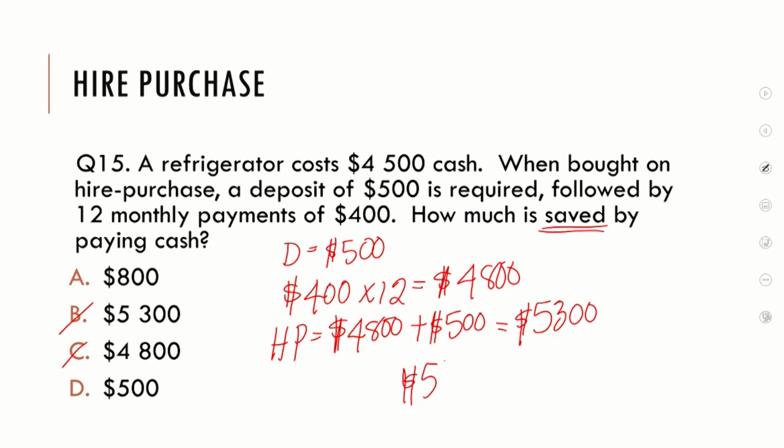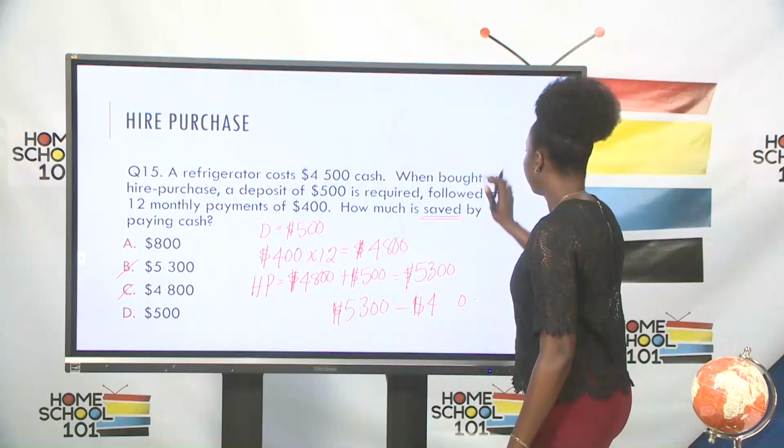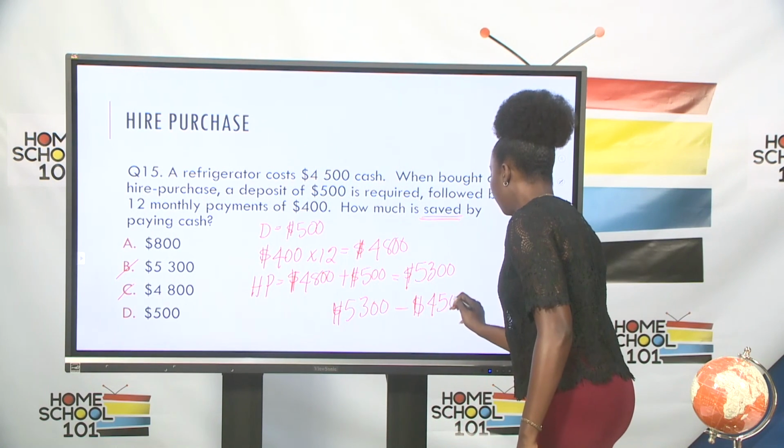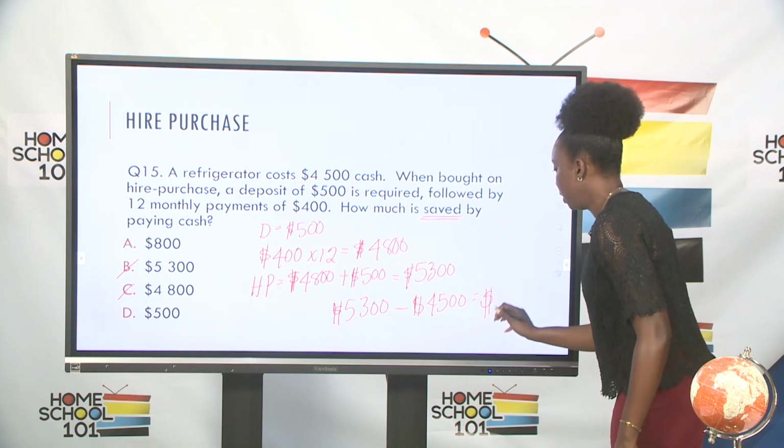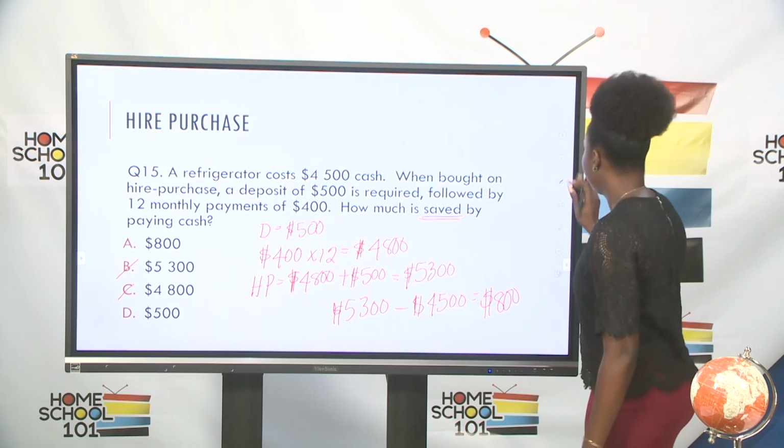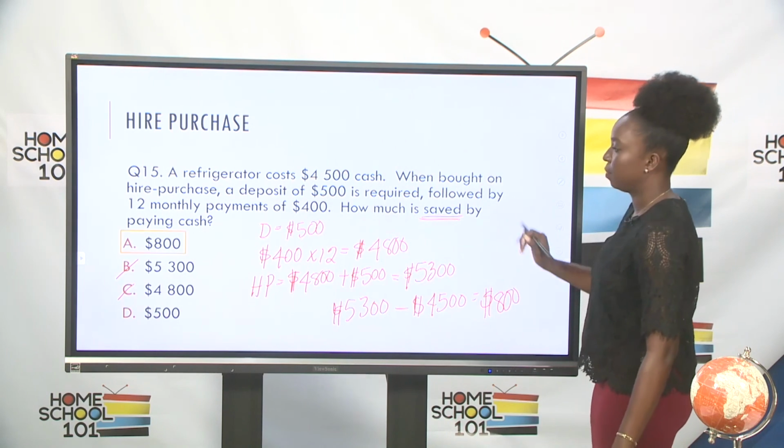So hire purchase, if we take away our cash value, 5,300 minus our cash value, which was 4,500, we will get our savings, which is $800. Okay?